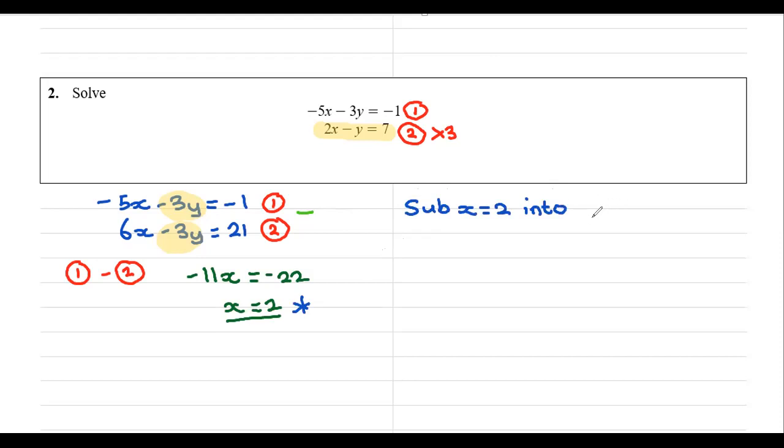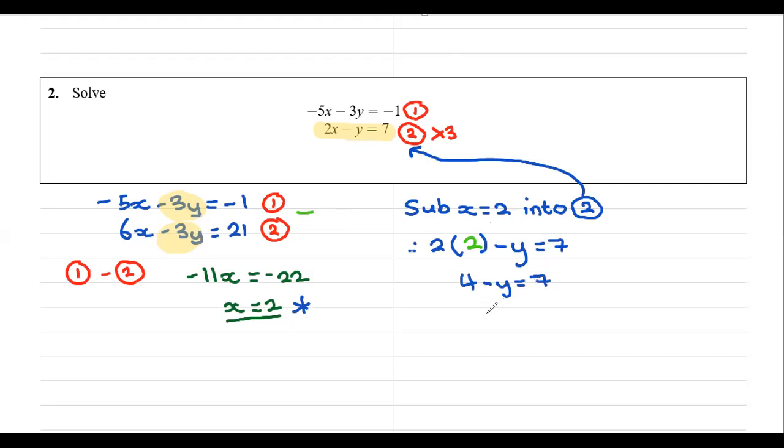equation, which one shall we pick? Let's pick equation 2, our original equation 2, which is right here because that looks a little bit easier to deal with. So therefore, we have got 2 lots of substituting in x is 2, so it's going to be 2 lots of 2, subtract y, is going to equal 7. So 2 times 2, that's 4, subtract y is equal to 7.